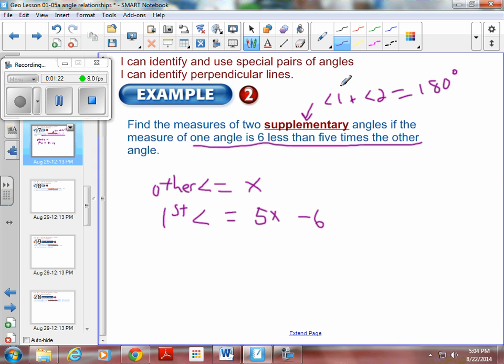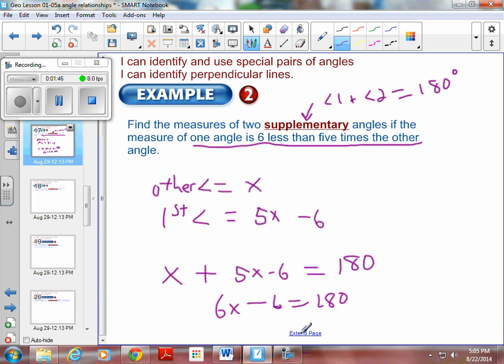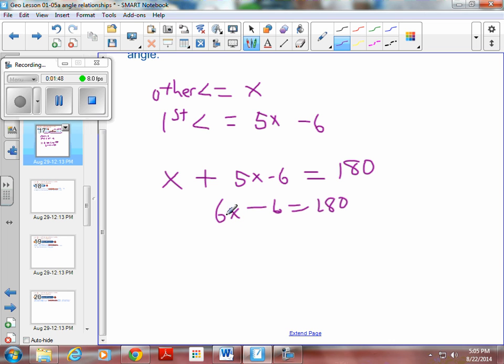We put these two up in our little equation we came up with, and we write that x plus 5x minus 6 equals 180. Then we're going to solve this. So x plus 5x is 6x minus 6 equals 180. I combine my like terms first. Then I'm going to isolate the variable, get the x by itself, so I have to add 6 to both sides.